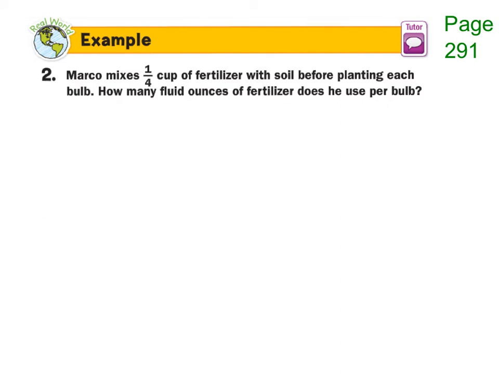All right, let's take a look at the story problem. We have 1/4 cup of fertilizer mixed in, and he wants to know how many fluid ounces he should use per bulb. So we're going to put 1 over 4, the cup goes on top, times fluid ounces. Now fluid ounces are different than the weight that you measure. So it's measuring volume, not just the density. And so on the bottom we put our cups.